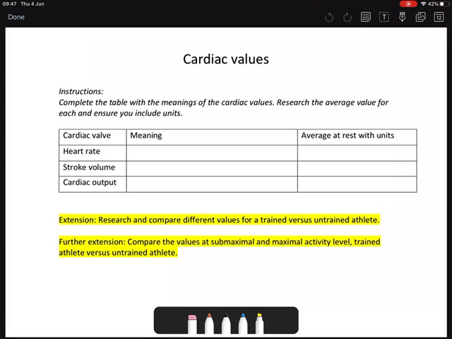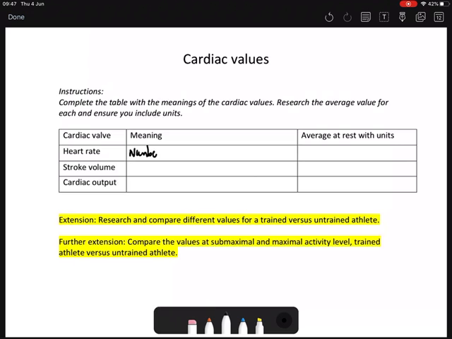Okay, so this is chapter 1b, lesson 6, task 1. And all we're looking at here is some of the cardiac values when we've been talking about the heart. And it's really important that we get these accurate and correct. Now, a really simple one is heart rate.